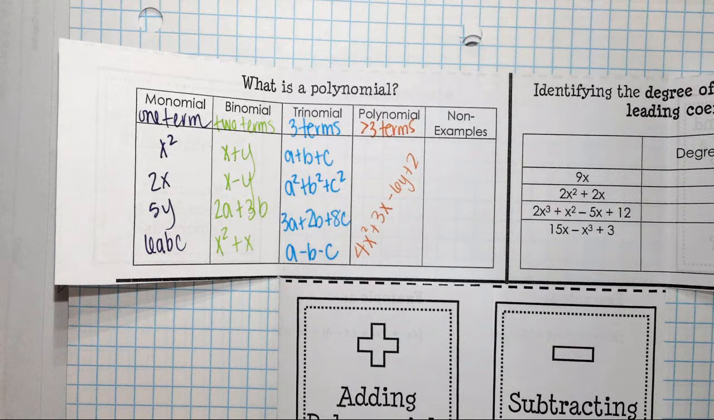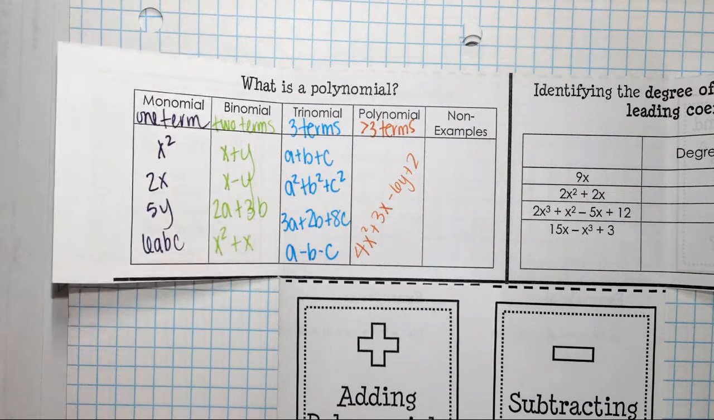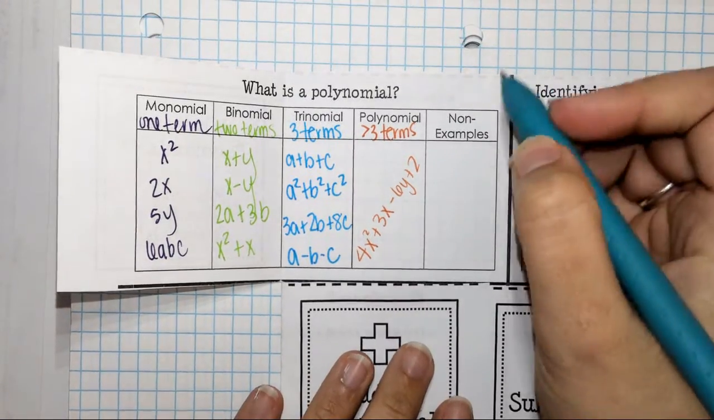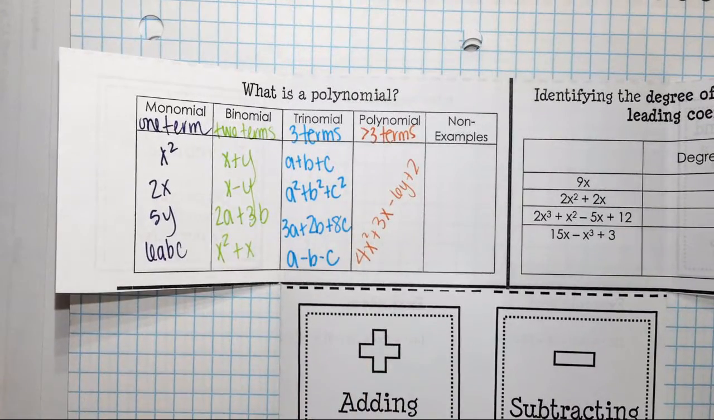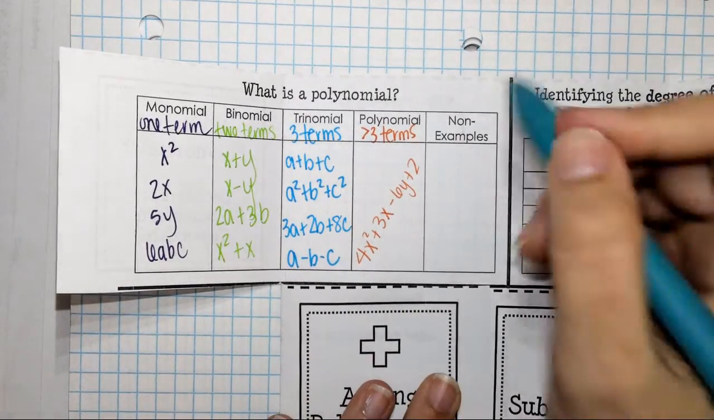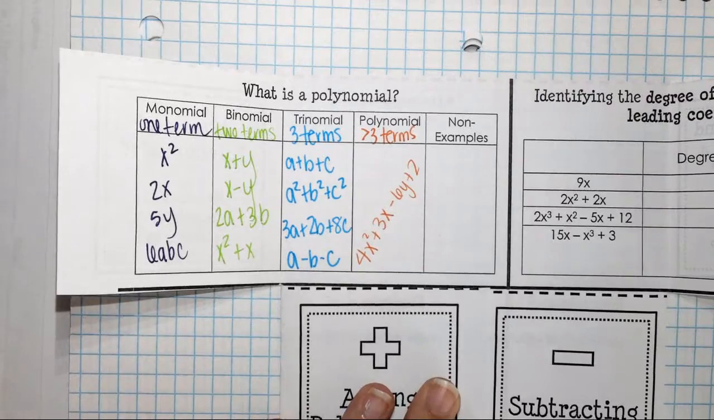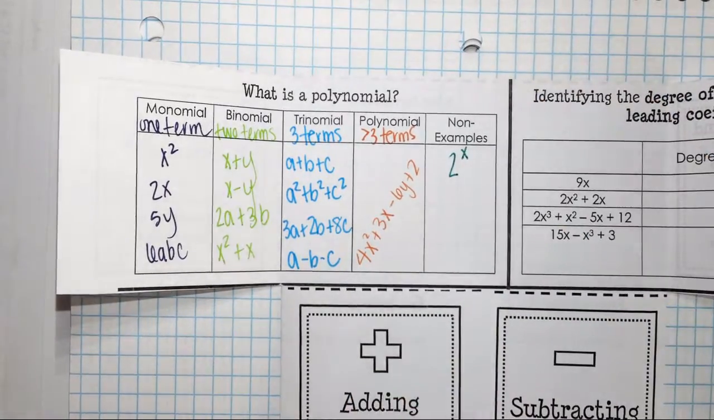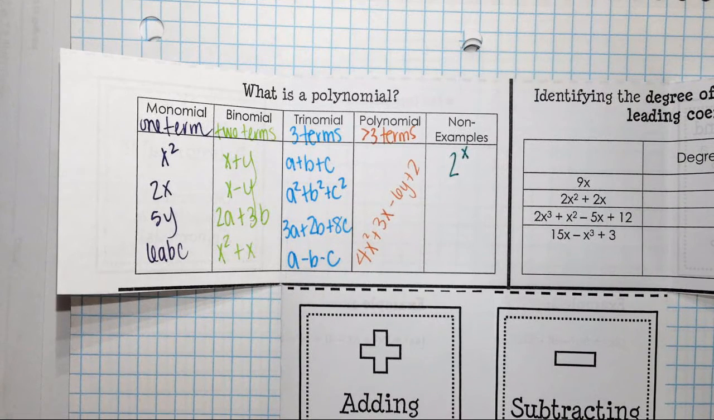Okay, yes. Oh, I have a non-example. 4A plus 4A. But that would end up being 8a, which is a monomial. 1 plus 1, which is 2, which is a monomial. 1A but there's no variable. I thought there has to be a variable. That would be a binomial. What is that? That's a non-example.